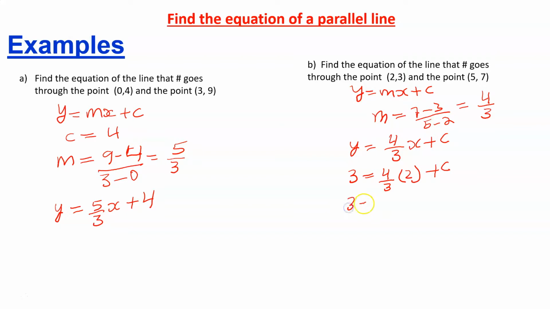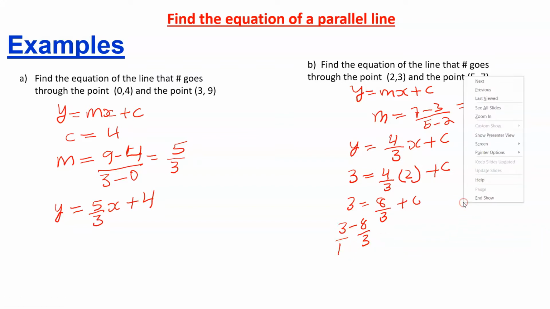So we got 3 equals 8 divided by 3 plus c. Take 8 divided by 3 to the other side. That becomes minus. Now because this one has got 1 as a denominator, we can make the denominators the same and take away the 2 fractions. So we need to times it here.